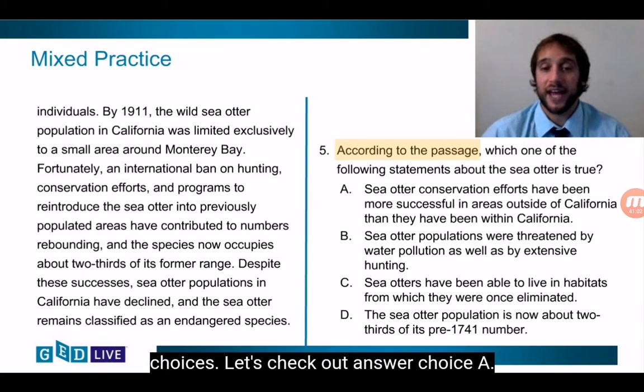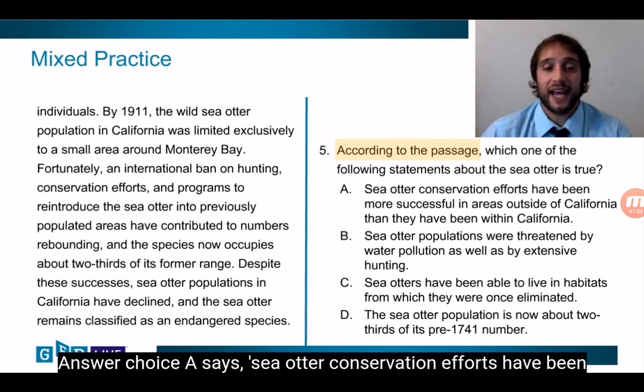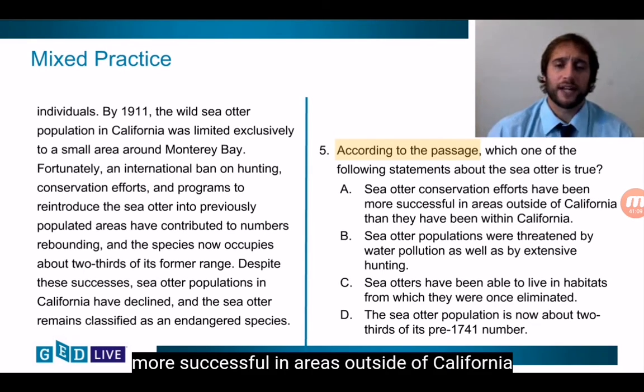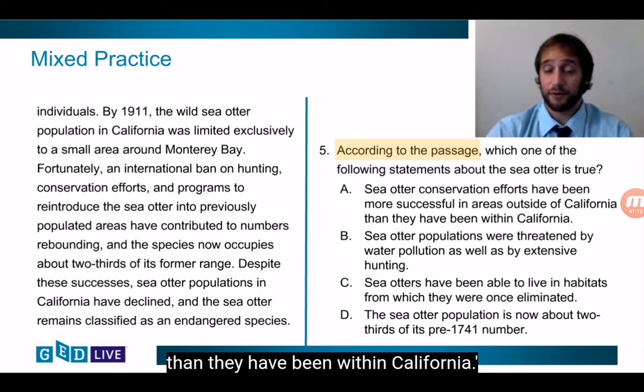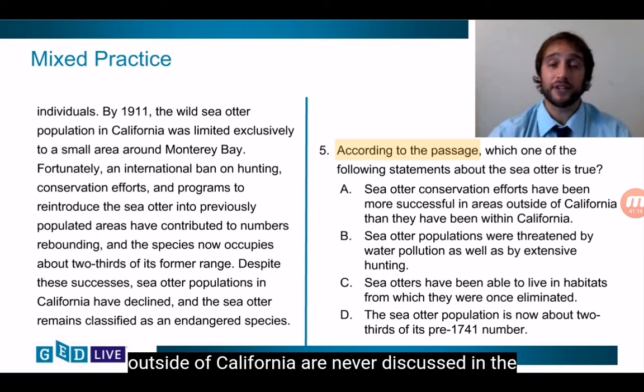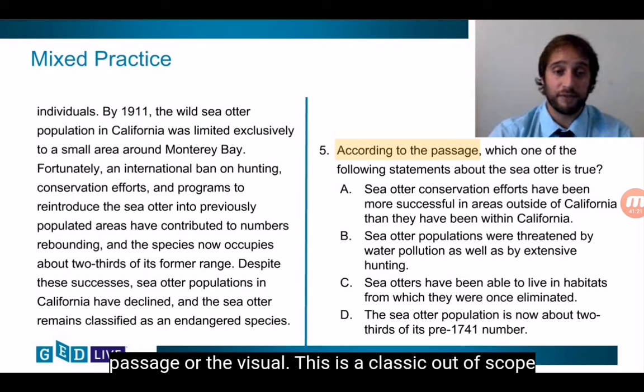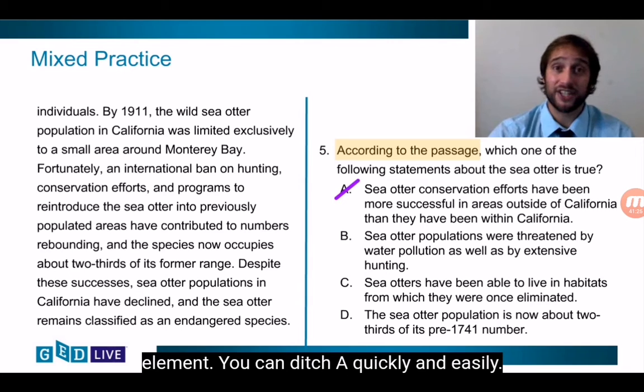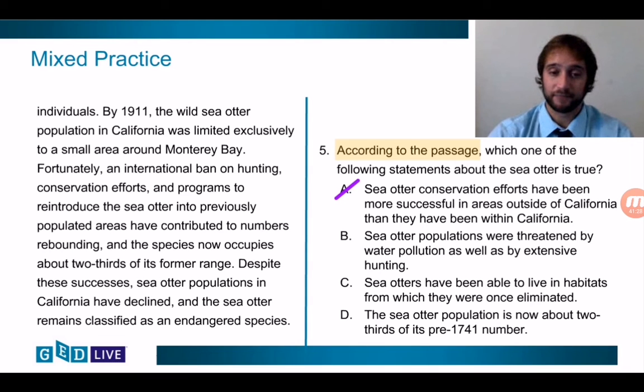Let's check out answer choice A. Answer choice A says sea otter conservation efforts have been more successful in areas outside of California than they have been within California. Well, we know this one is wrong because efforts outside of California are never discussed in the passage or the visual. This is a classic out-of-scope element. We can ditch A quickly and easily.